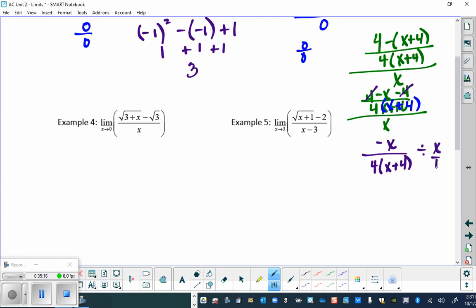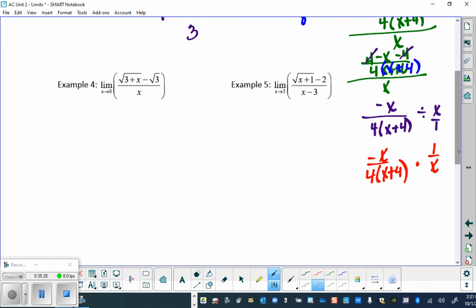Because we don't divide fractions, we multiply by the reciprocal. Here's me and Keith Berkeley over reciprocal, remember? Are you still worried about that x? No, because what's going to happen? Yeah, don't forget about your negative. So now you have negative 1 over 4 times x plus 4.